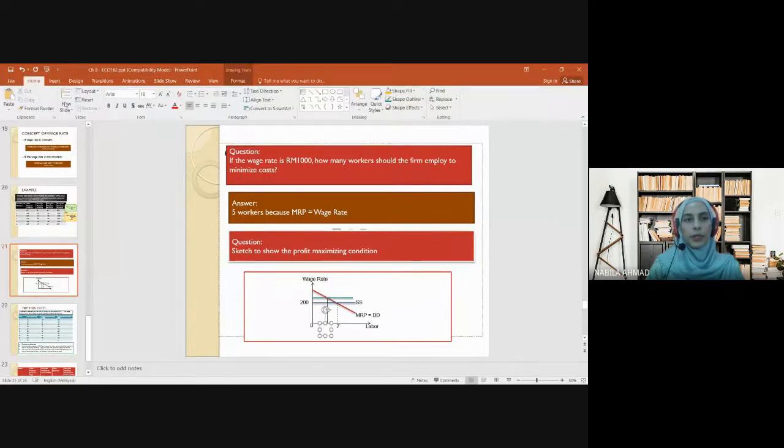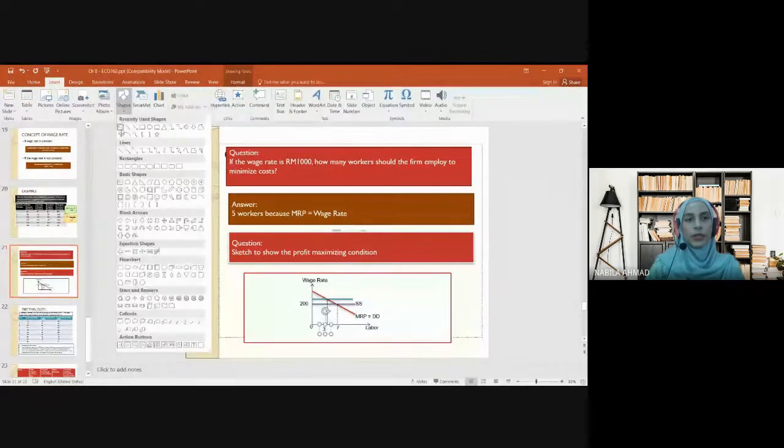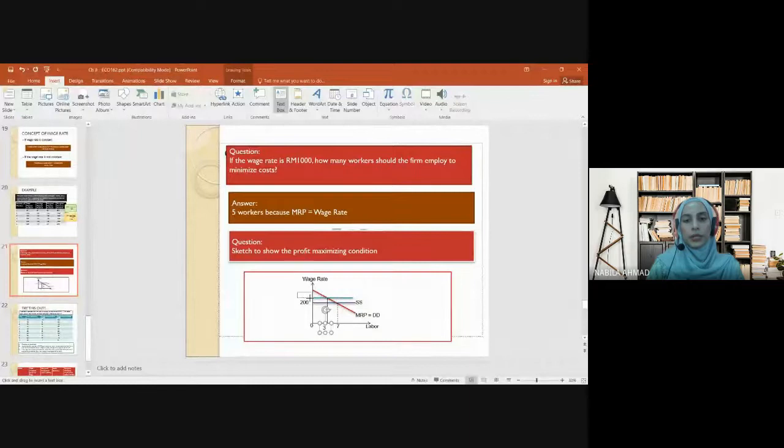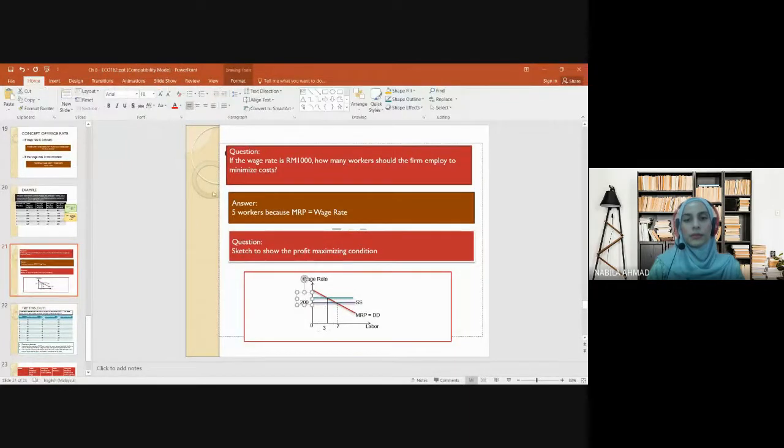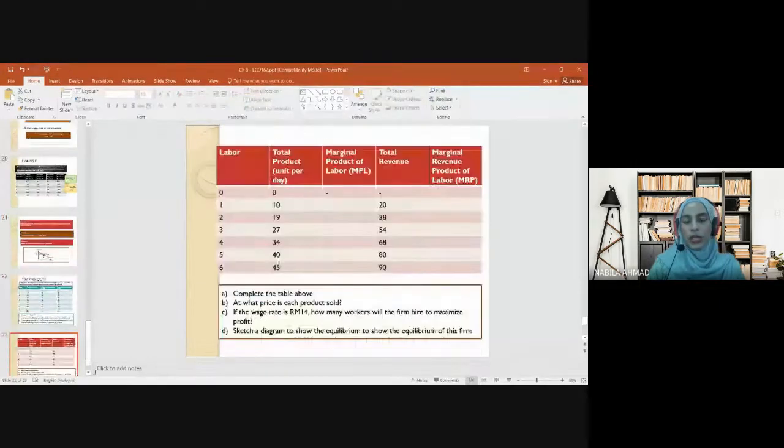Okay, tadi berapa number of labor tadi? 3. And then kita ada wage rate tadi berapa? 400. Wage dah meningkat ke 400. Okay. So inilah bagaimana kita nak lukis kedua-duanya dalam satu diagram. Okay. Now, kita lihat pula soalan seterusnya.